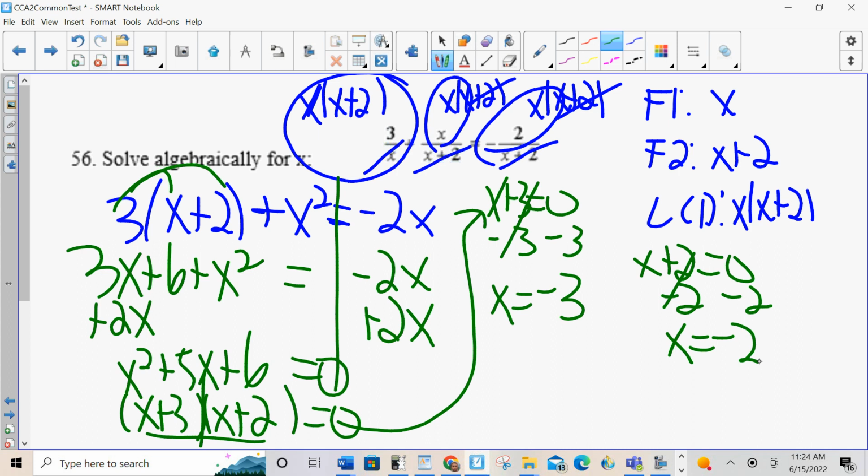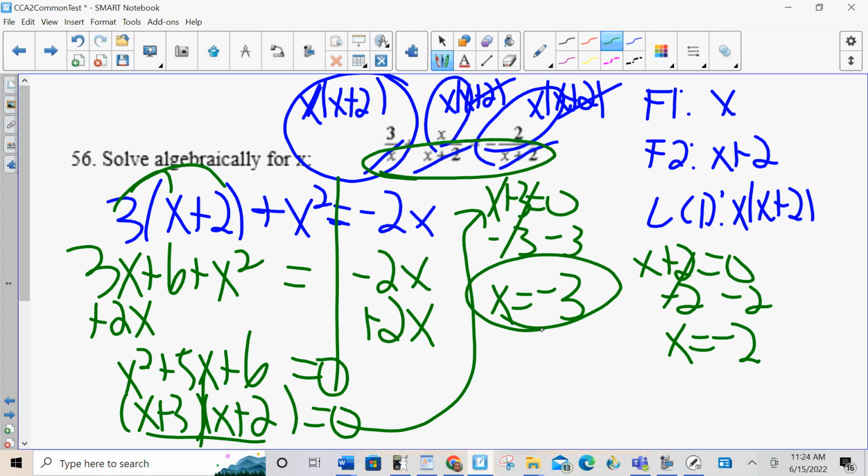I'm not done. Just like radical equations, I have to check. All I really have to check for is to make sure that my answers are not going to make the denominator 0. Will substituting negative 3 make any of my denominators 0? No. Will substituting negative 2 make any of my denominators 0? Yes. If I put negative 2 in for x, I would get negative 2 plus 2, which is equal to 0. I can't have that. Negative 2 is an extraneous solution. Negative 3 is my only answer.